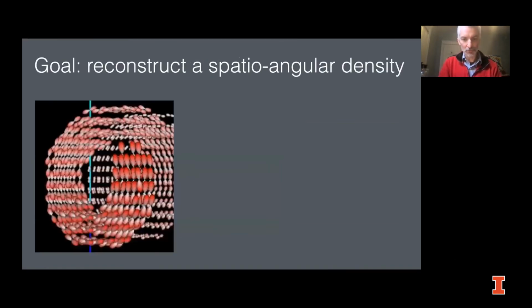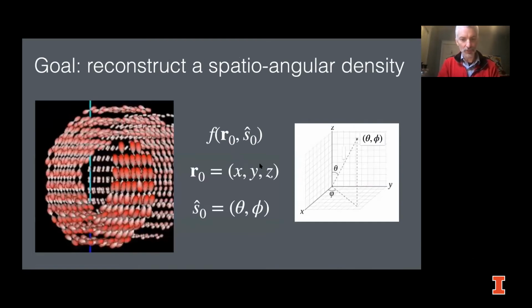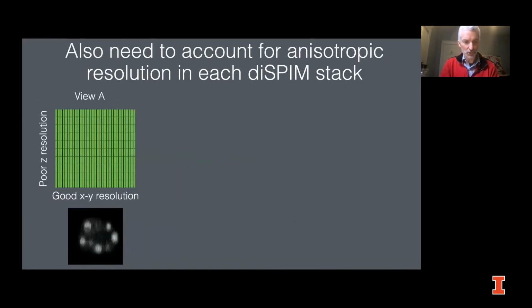Mathematically, what we're trying to reconstruct is some function f that's a function of 3 spatial coordinates, x, y, z, where we are in the image volume, and then 2 angular coordinates. At that position, what is this orientation distribution function? So this f of r, s hat is what we're trying to reconstruct. Okay, so what do we measure?